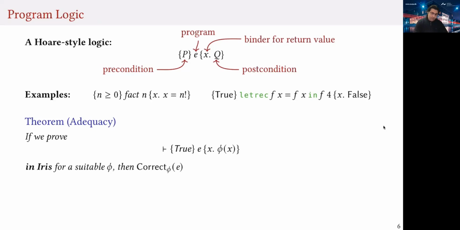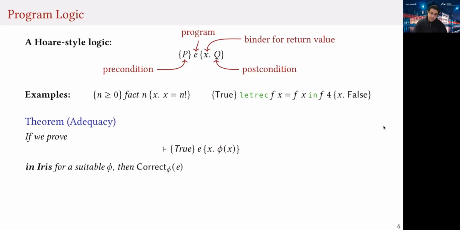As I said, the adequacy theorem of Iris tells us that if we prove something in Iris, prove that the program is correct with respect to the precondition true, meaning that if we prove that the program is always correct unconditionally, then we get that the functional correctness property that I mentioned earlier holds for this program with respect to the postcondition that we have.